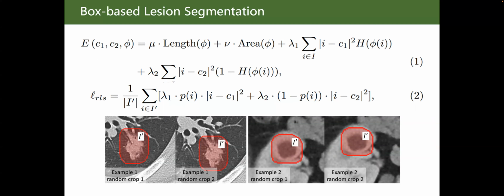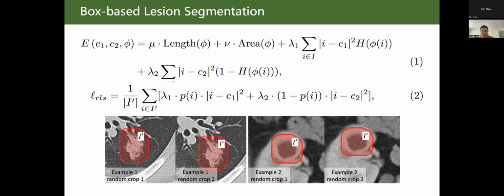This slide gives the definition of the proposed regional level set loss. The first equation is the energy function of the classical level set methods used for image segmentation, treating the segmentation as an energy minimization problem. It contains 4 terms. The first two are the regularization terms used to measure the object size. They are sensitive to the object size.